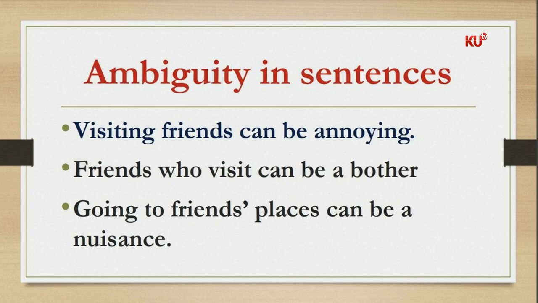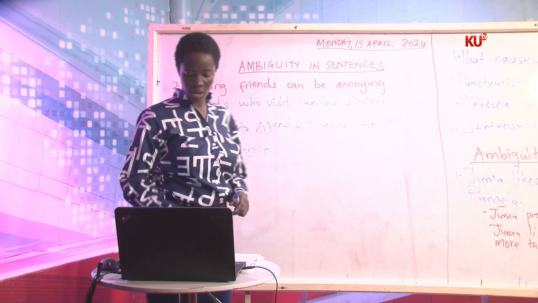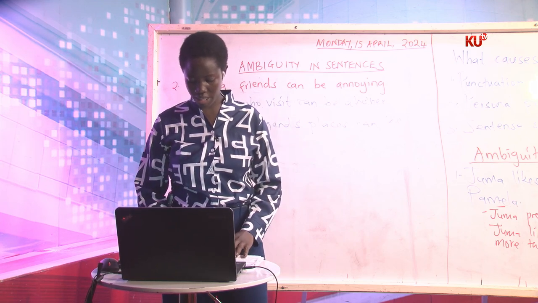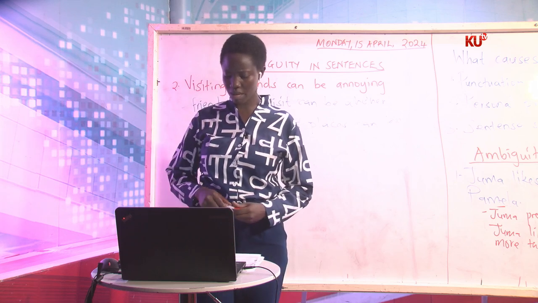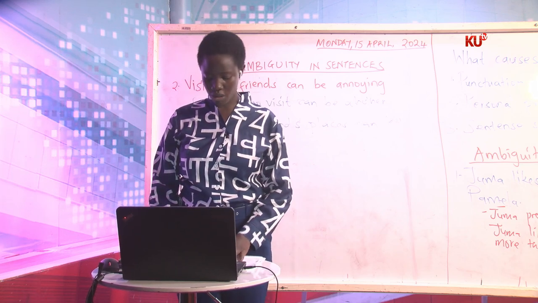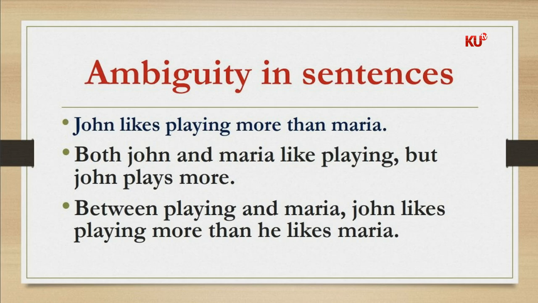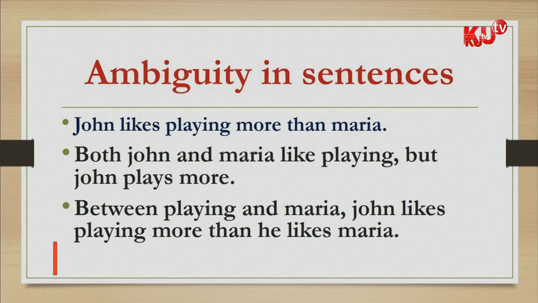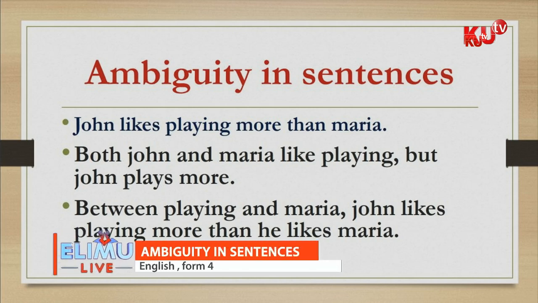Okay, let's look at the third statement. John likes playing more than Maria. This is somehow the same as the first statement, Juma likes reading more than Pamela. So there's not much difference. The first meaning: both John and Maria like playing, but John plays more. In this case, you have two people. I want you to look at the statement as if we have two people, the first person, John, and the second person, Maria. Both of them like playing, but of the two, it is John who plays more.